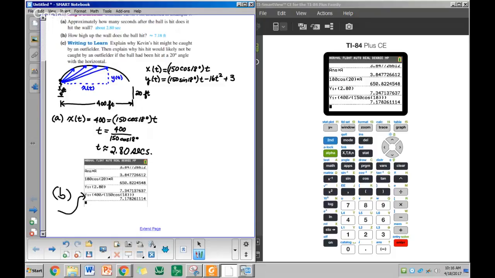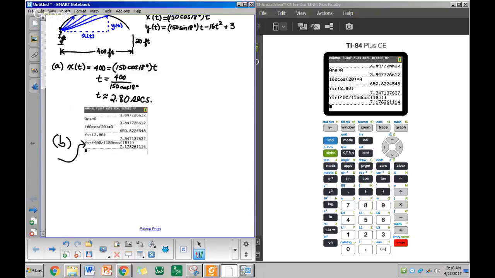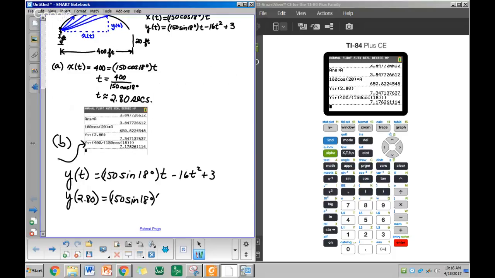Now, if you forget about the alpha F4 key, what could you do? You could say, all right, well, I know that y of t is equal to 150 sine of 18 degrees times t minus 16t squared plus 3. I could do y of 2.80 equals 100. You know what I mean? You could plug it in yourself by hand, but don't use the rounded answers. Please, oh please, oh please.